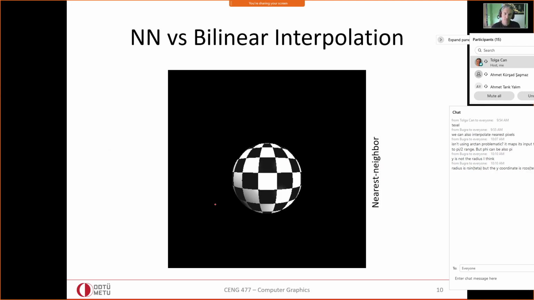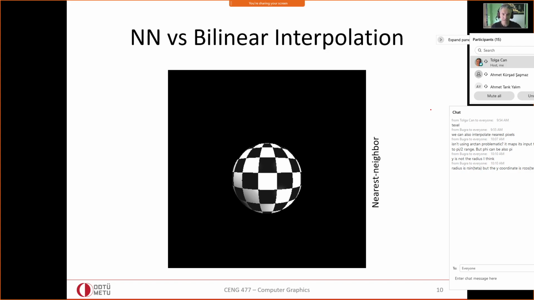So here are the differences. I'm just switching between the two slides. So this is bilinear. As you can see, it's smoother. You should have this in the PDF. The PDF slides are available on OptiClass. Ozuca uploaded them. So if you just switch between these two slides, you may notice the difference slightly.